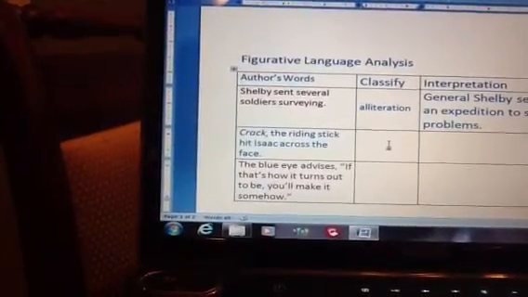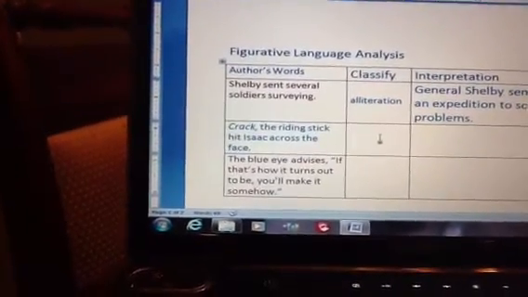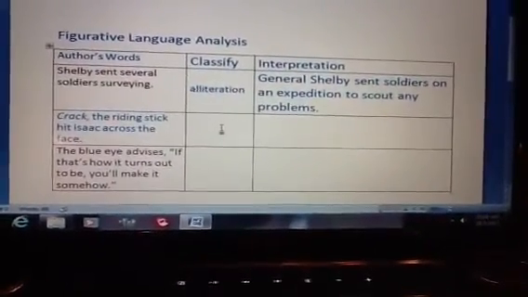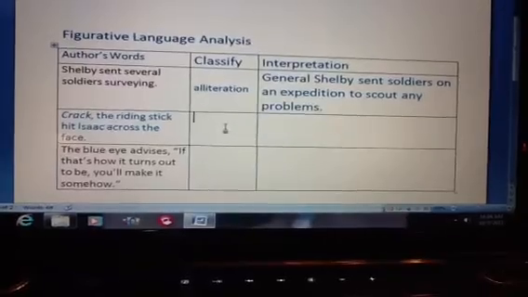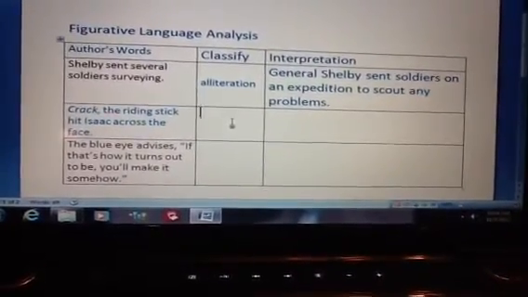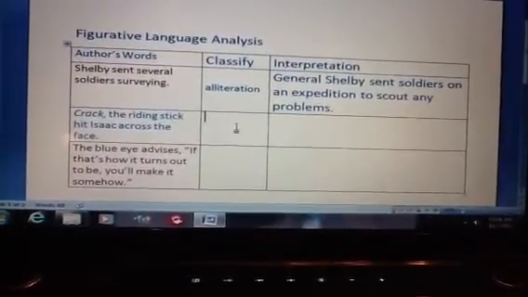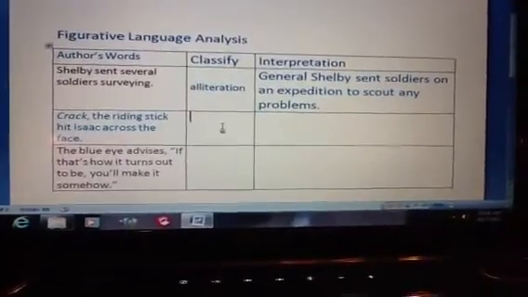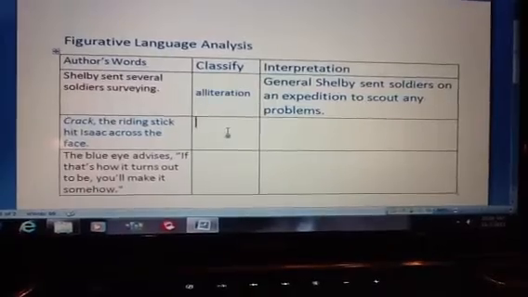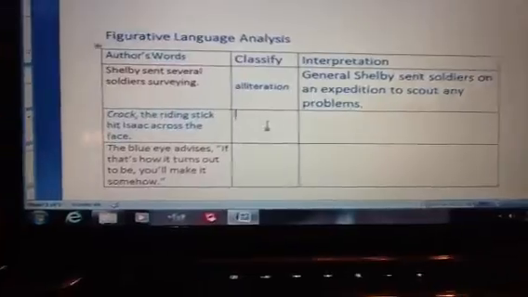So when I interpret it, obviously it's pretty plain to see what the meaning of this figurative language is. My interpretation is General Shelby sent soldiers on an expedition to scout any problems. And we know from our westward expansion unit that to scout means to go before the group to see if there are any problems ahead of the group. In military terms, one would call this reconnaissance work. Now let's go to the next piece of author's words.